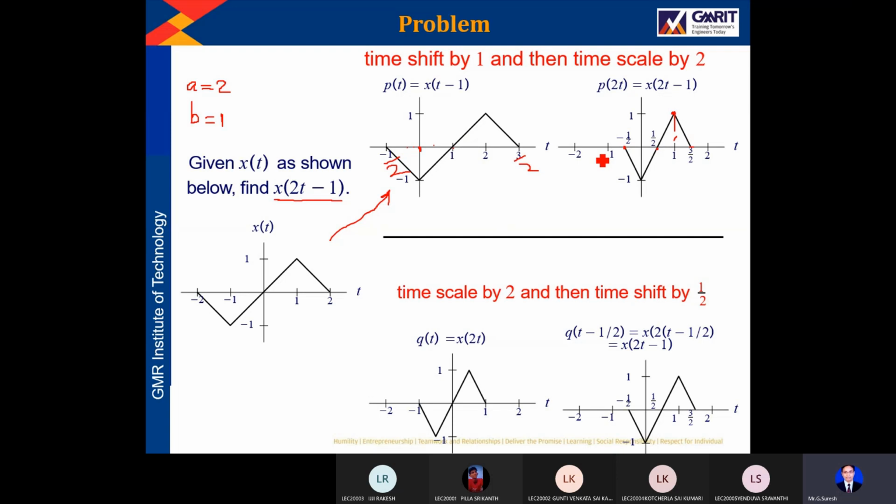Any doubts? Any doubts? Any doubt? Huh? Hello, somebody raised a doubt. Is the doubt clarified or not?